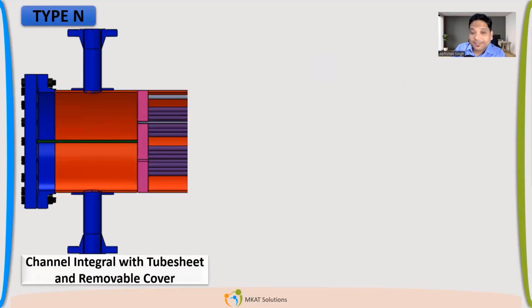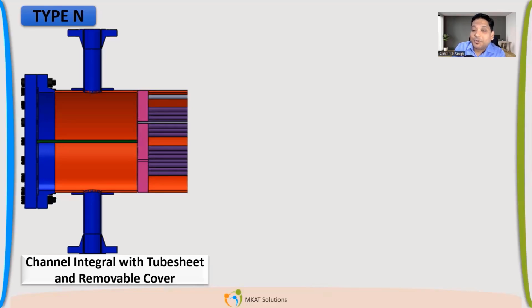Now moving to the next type, type N. What is the difference now compared to, again, type A and type C? You can compare. Comparatively easier. What is the difference? Tube sheet integral both sides. Shell is not integral with channel, but the shell is integral with the tube sheet and even the channel is integral with the tube sheet. Yes, the tube sheet is welded on both sides.